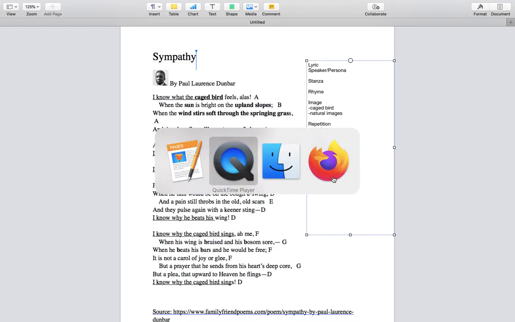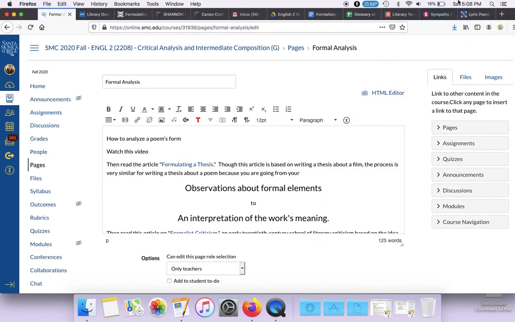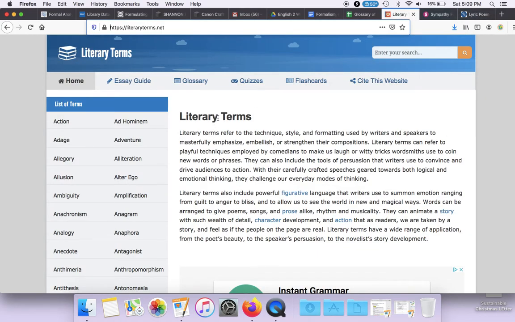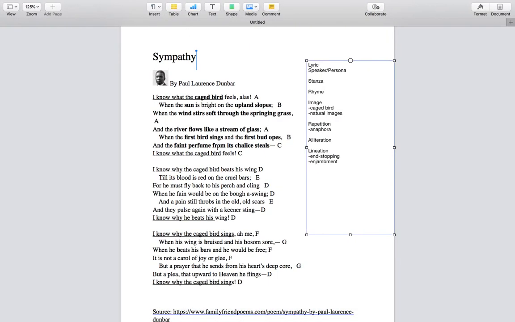Okay, so I've given you a couple of what I think are helpful websites for looking at literary terms, and there are links on this page. So one is Literary Devices, and this tells you all about lyric poems in this case, but you can search for any of these terms. And then there's also this literary term site that's really great. And this is in alphabetical order. So if you're looking for things like enjambment or end stopping, you can find them there.